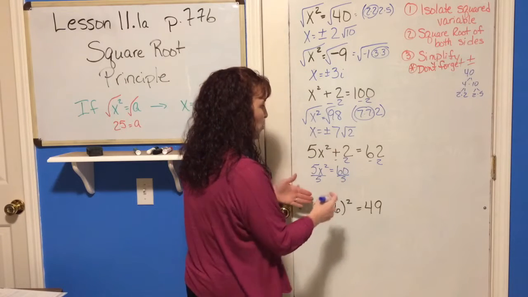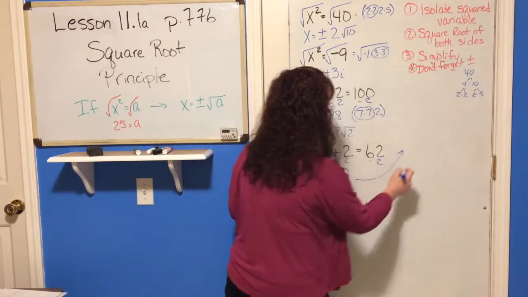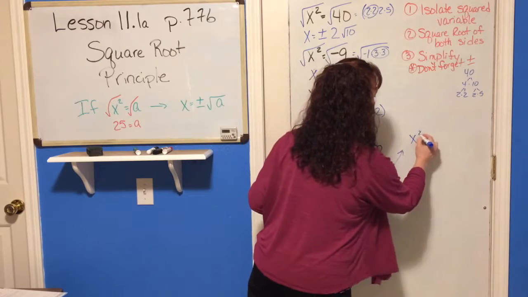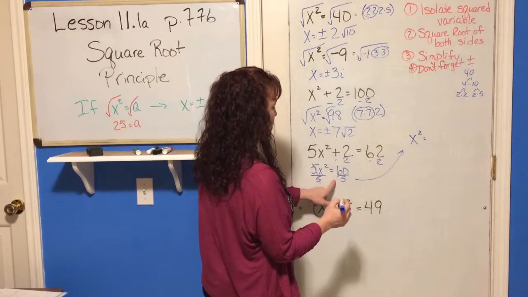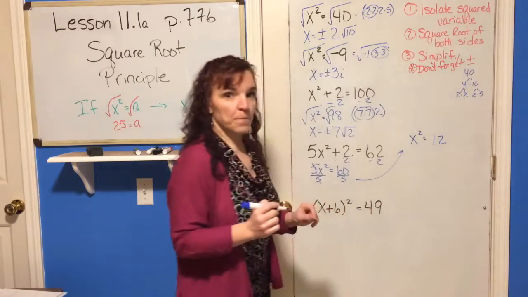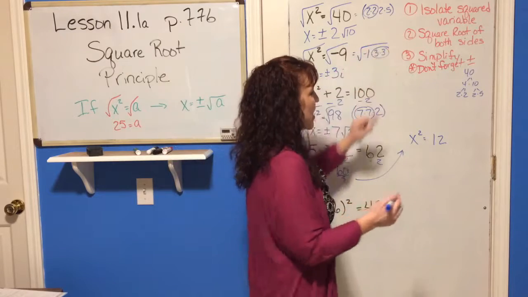I usually like to go up and down, so let's move it over here. Now dividing, we have just x squared equals 60 divided by 5, which is 12. So now we're going to take the square root of both sides.